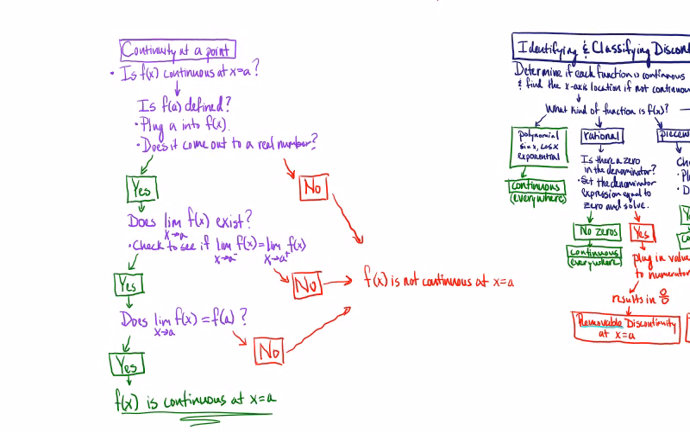Remember, there's 3 things. Is the function defined? Does the limit exist at that point? And then does the limit equal what the function is at that point, right? Remember, those are the 3 things that we've talked about over and over again.